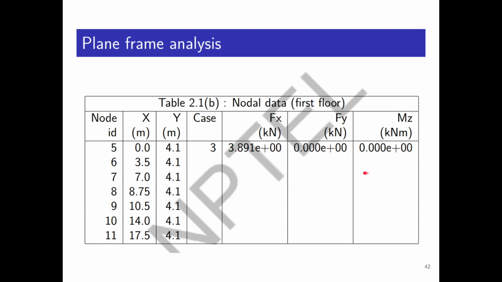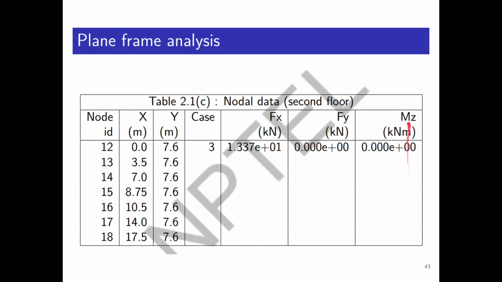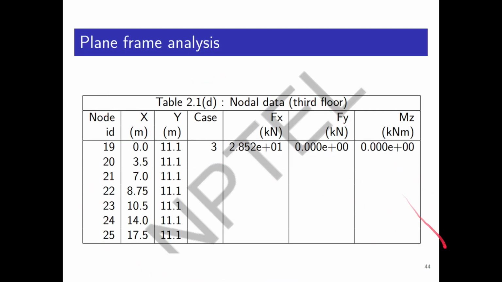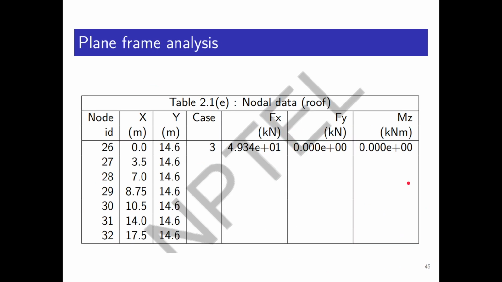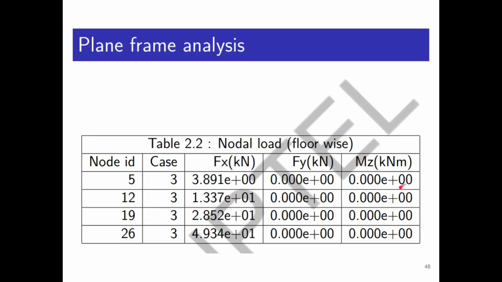Based on this analysis, they find these forces, reactions basically: Fx, Fy, and Mz. M is basically the moment in the Z direction. So these are the values that have been generated for the reactions. Our main purpose of analyzing in software is basically to find the forces only, because if we know the forces, we can design.